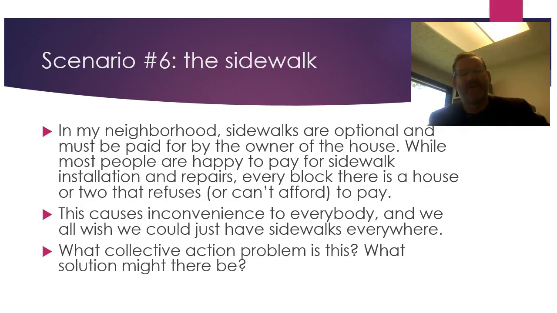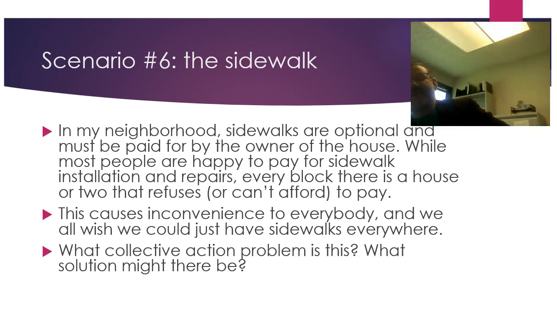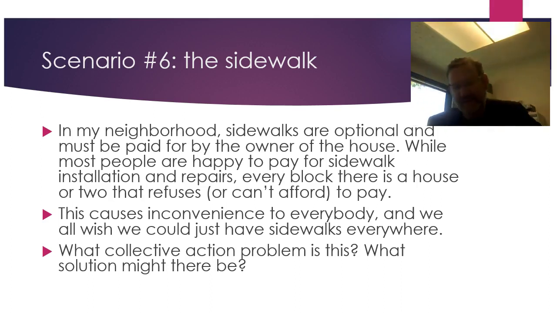Oh, so this is the last one we'll look at. This one, the collective action problem is under provision of goods, right? Not everyone can afford to pay for their sidewalk, just like not everyone could afford to, say, pave a road in front of their house. And so if we're all being inconvenienced by this, the solution is to make it a public good and make the government pay for it for everybody. Okay?